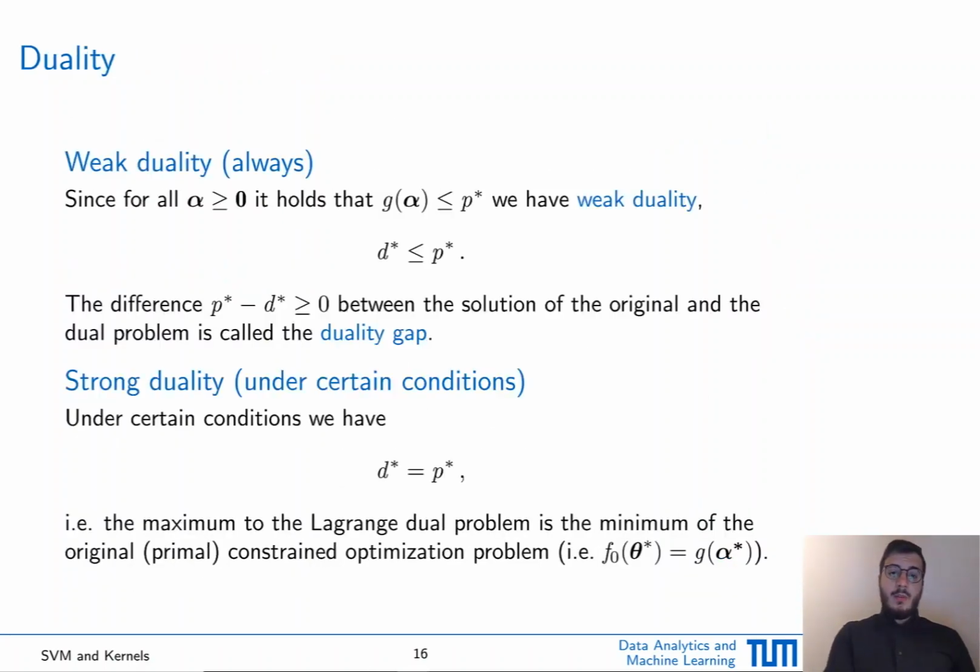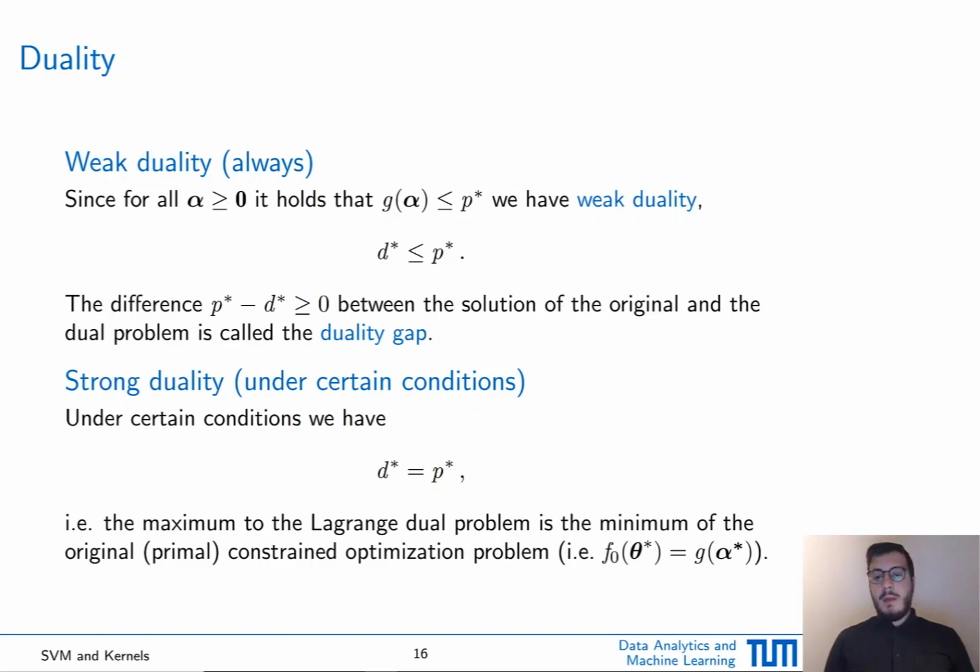Because as we discussed, for any value of alpha, g of alpha is always less than the solution to the original primal problem p star, then also the maximum value of g of alpha, which we denoted with d star, has to be smaller than p star. And this is called weak duality, and it always holds. The difference between these two, p star minus d star, basically how far away we are from p star, is called the duality gap. And under certain conditions, we can actually show that the duality gap is 0, which means that d star equals p star.